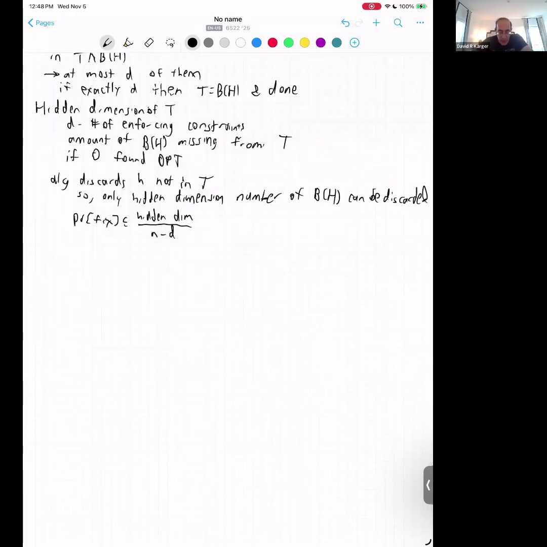So now the next claim is that if we have to fix, then the hidden dimension drops.